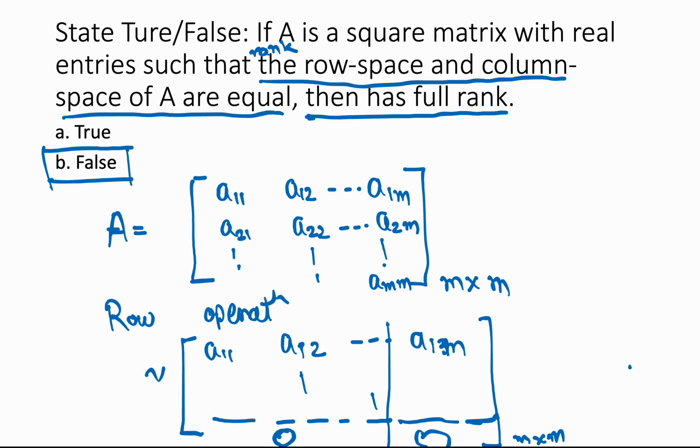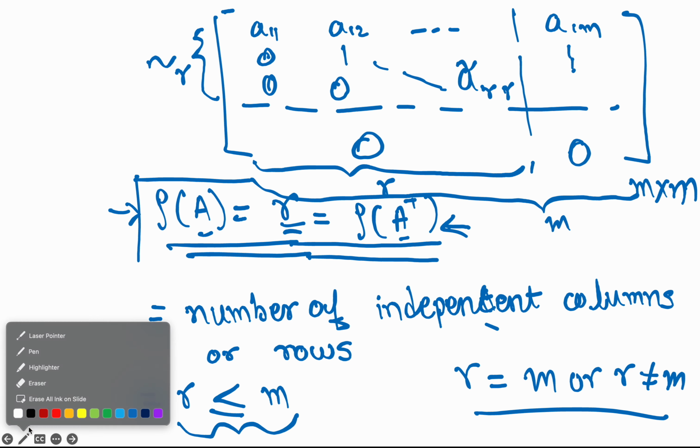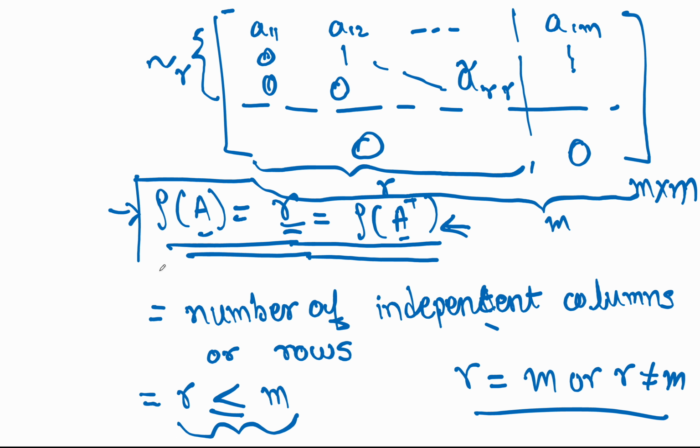And the next question was based on the rank. If the row space and column space have the same rank, then A has full rank. That one was false, because we saw that by definition the rank of A, and of A transpose, gives the dimensionality of the column space, and this gives the dimensionality of the row space.